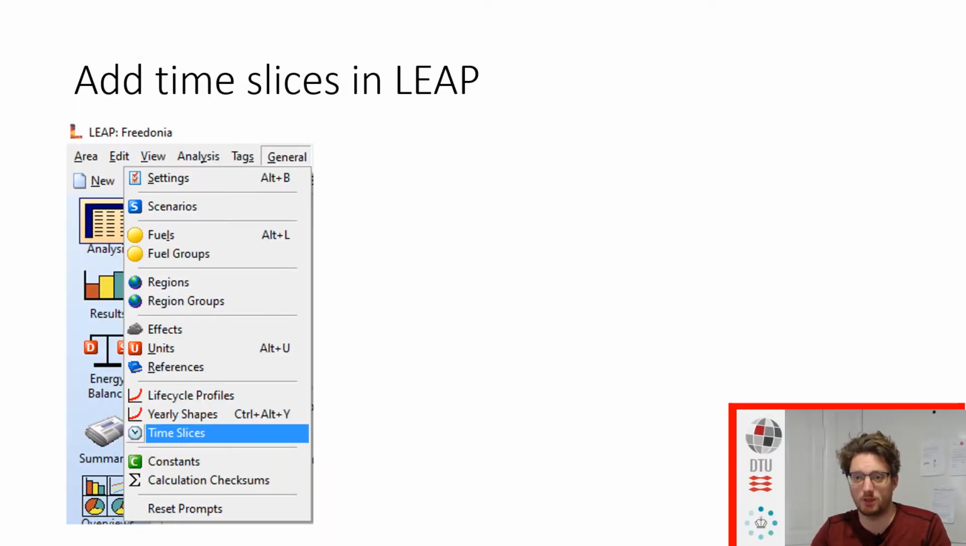So just a quick recap. In the general tab in our analysis, we have the time slices and yearly shapes. Time slices define how many time slices we have and what they look like in our model, so how we divide a certain year or a model year into different hours and what this means. And yearly shapes is what comes out of this in terms of different consumption and production patterns. So these two are also quite important for our optimization.